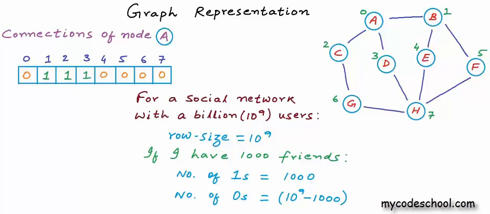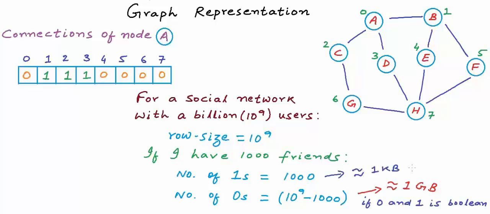And I'm not trying to force you to agree, but just like me, if you also think that these zeros are storing redundant information and are extra consumption of memory, then even if we are storing these ones and zeros in just 1 byte as Boolean values, these many zeros here is almost 1 gigabyte of memory. Ones are just 1 kilobyte.